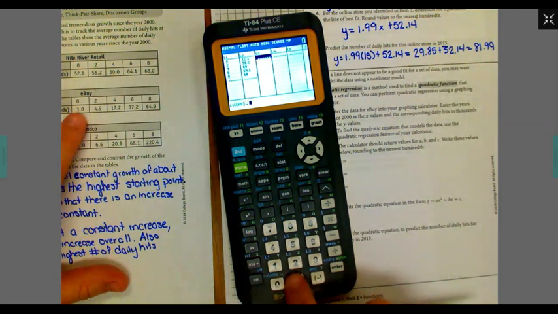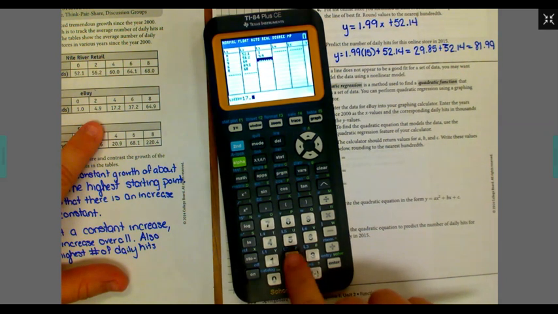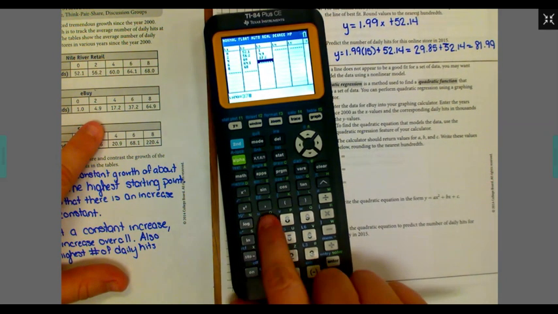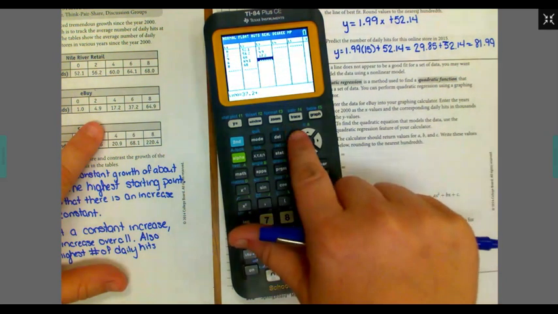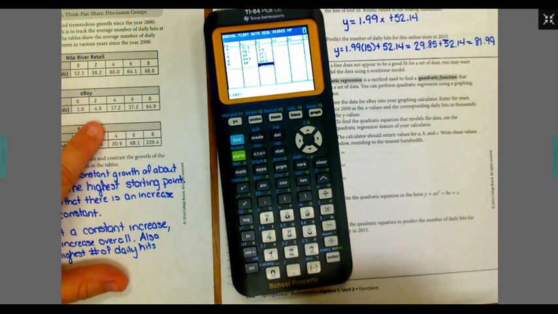eBay, we have 1.0, 4.9, 17.2, 37.2, and 64.9.